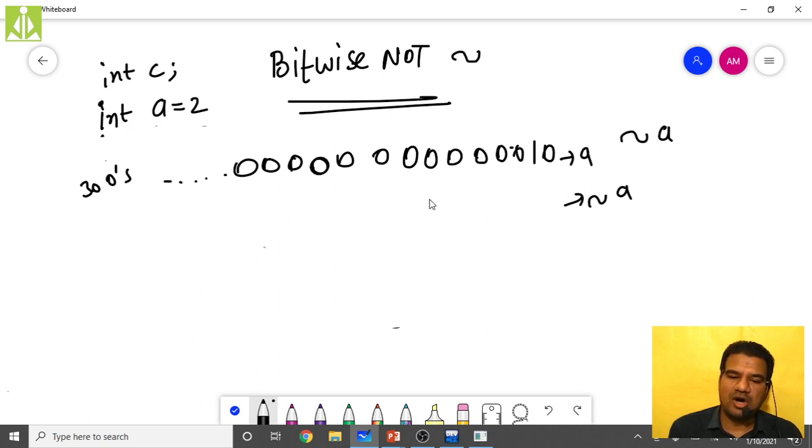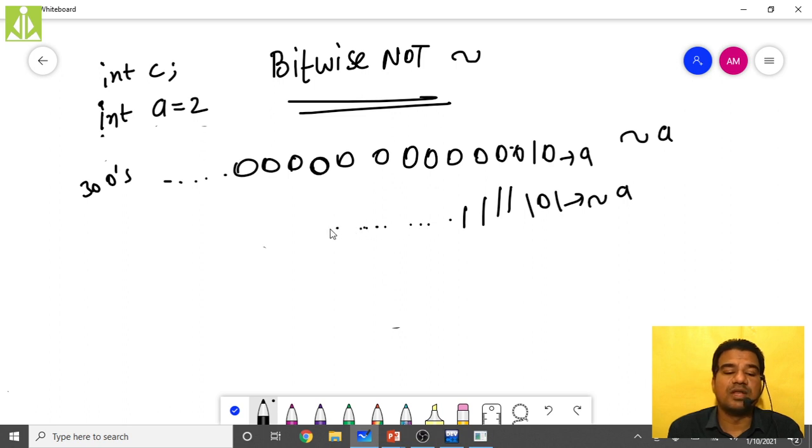So what will happen? All bits like this: 1, 0, 1, 1, 1, 1, 1, 1, up to 30 ones we will get. How many ones will we get? 30 ones, like this: 1, 1, 1, 1. All zeros will be inverted to ones, and it will become some very huge value, and sometimes you may get a negative, because the first bit in your number is a sign bit, and if you invert that sign bit to 1, it will become a negative number. So here 30 zeros means we will get 30 ones now.